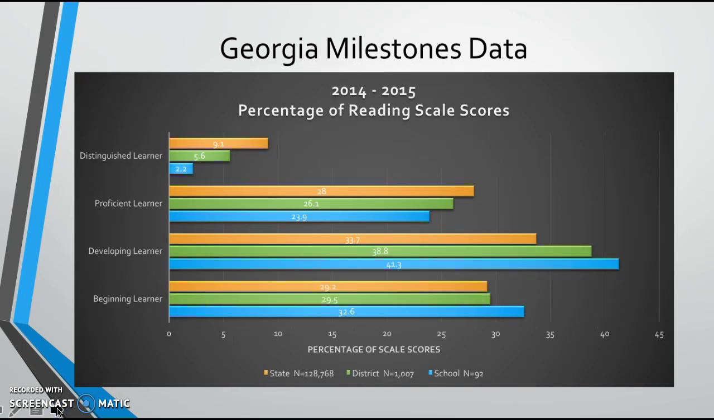We are now looking at the 2014-2015 reading scale scores. As you can see, our scores are not as good as our 2015-2016 scores. We have very little distinguished learners, and the proficient learners are lower than the district and the state percentages. The school also has more beginning learners and developing learners than the district and the state.